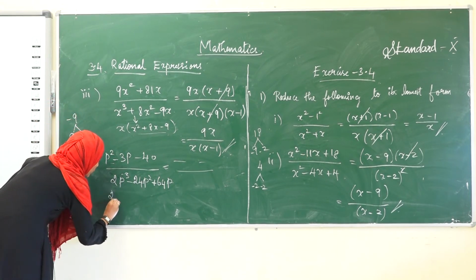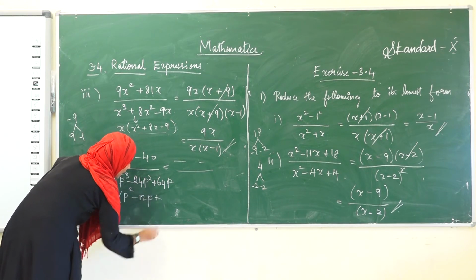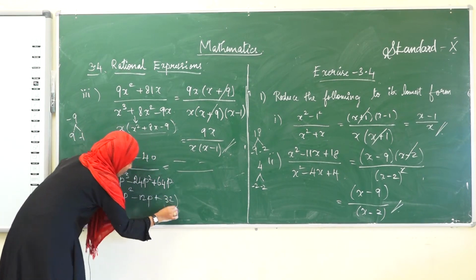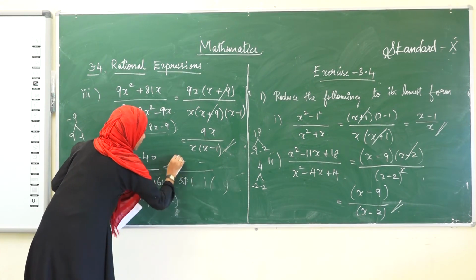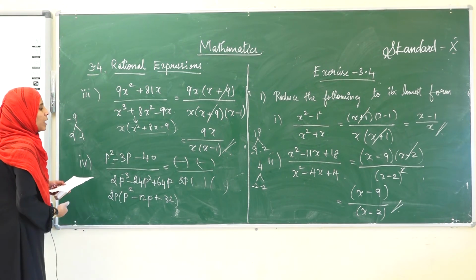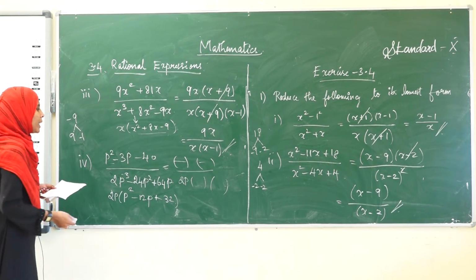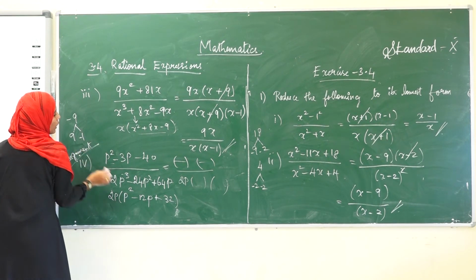Taking 2p outside means the remaining is p square minus 12p plus 32. Therefore, here it will be 2p into, we have to factorize this, we will get two terms. Cancel the common terms, the remaining will be the lowest form, the answer. This is the assignment for you. I have given you a hint, this is how you have to do the sum.